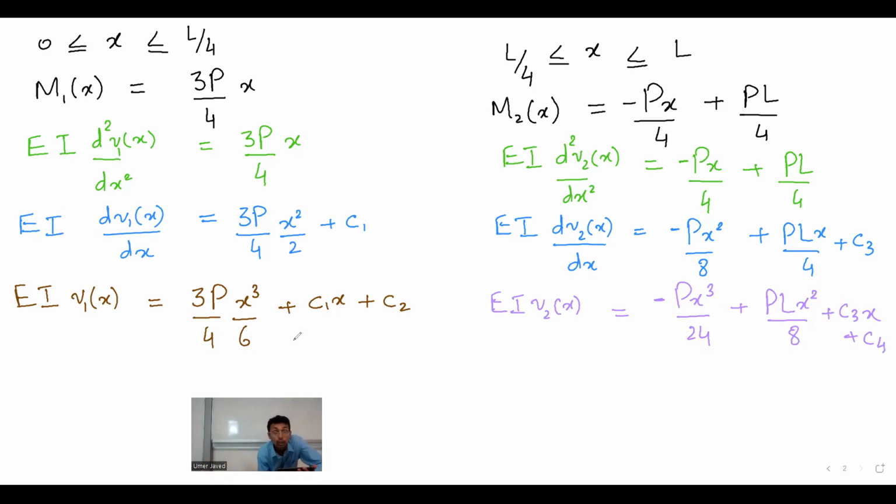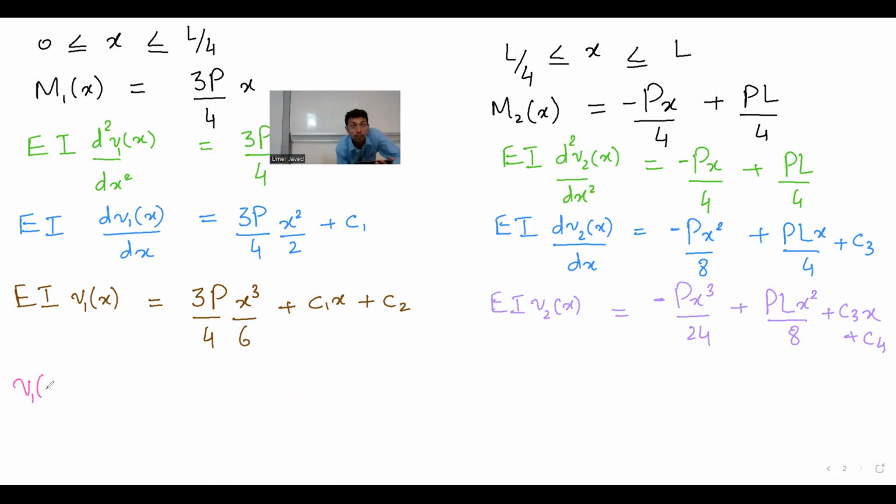Now, last but not least, I will have V1x is equal to, okay, this one you just tell me, what are you getting? Px cube, 3 2s are 6 over 8. Okay, double check. Plus C1x over EI plus C2 over EI. Agreed.